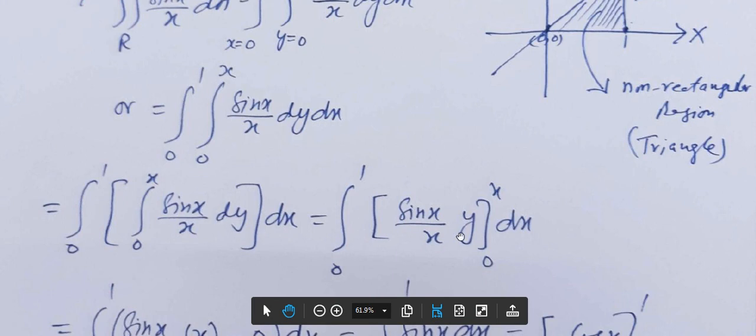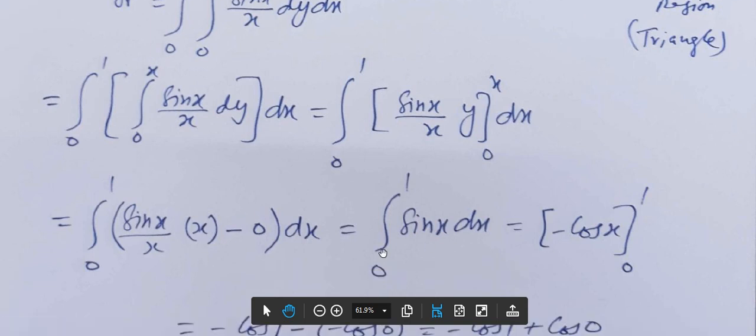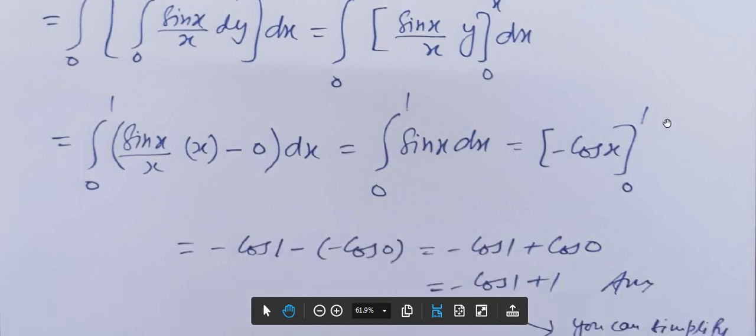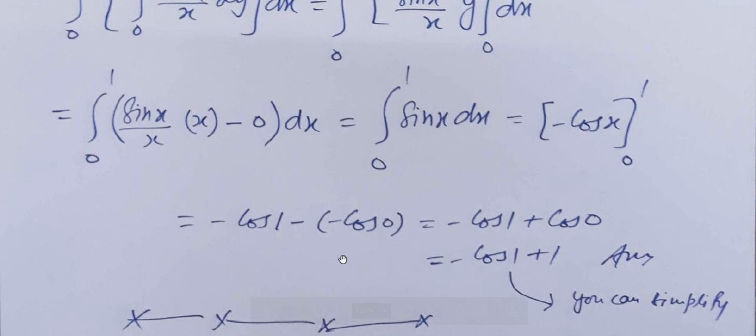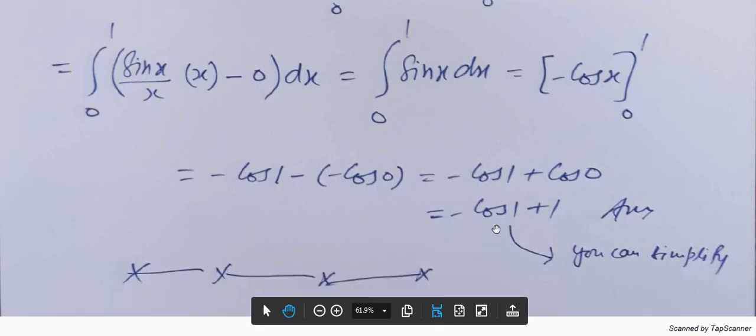So the integration of 1 will be y, and then the limit from 0 to x. So you can put this value in y. So this will be x minus 0, because if you put 0 here, this all will be 0. Now this x and x will cancel, so we are left with only sin x, and you can integrate sin x, which is minus cos x, and then you can put upper value 1 and lower value 0. So it will be minus cosine 1 minus, and then cosine 0 with a minus is plus 1. So cosine 0 is 1. So minus cosine 1 plus 1 is your answer. You can simplify this more if you want, but you can stop even here.